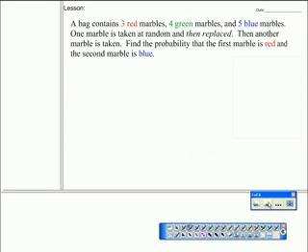Here's an example of independent probability. A bag contains 3 red marbles, 4 green marbles, and 5 blue marbles. 1 marble is taken at random and then replaced. This is the key term. This whole lesson is going to be about replacement.